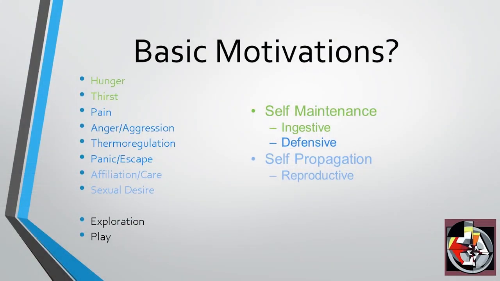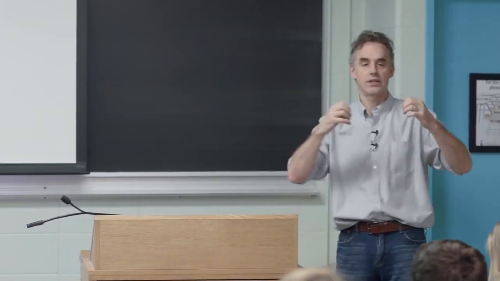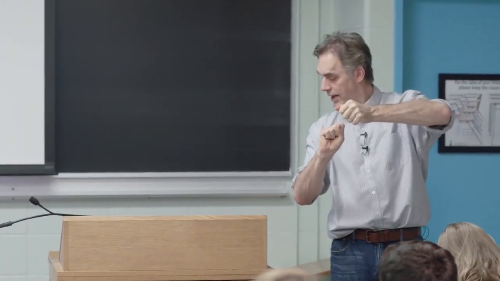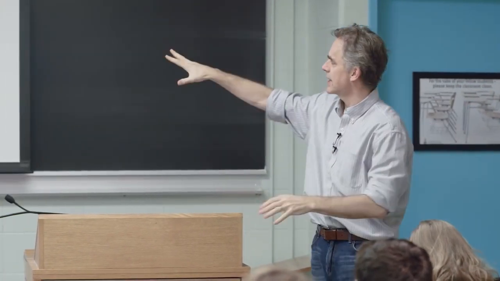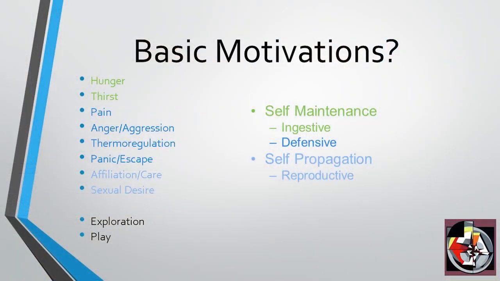So, okay, basic motivations. Hunger, thirst, pain. Pain is not regulated by the hypothalamus. That's a different circuit. Anger and aggression. Thermoregulation. Panic and escape. Affiliation and care, sexual desire, exploration, play. You can kind of break those into the classic Darwinian categories too, and say, well, there's a set of motivations that go along with self-maintenance. That'd be your survival, ingestive and defensive. See, I've sort of coded them there.